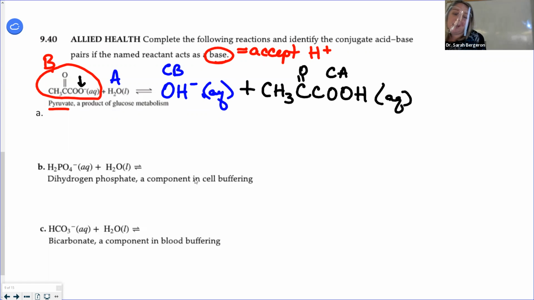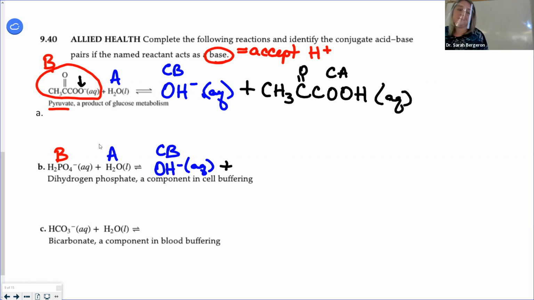Dihydrogen phosphate, a component in cell buffering, which we're going to talk about later today. H2PO4 minus. What is this acting as? A base. This is our base. So H2O is acting as an acid. So it's very easy for me to draw the conjugate base of water, which is OH minus. I'm going to make it aqueous.